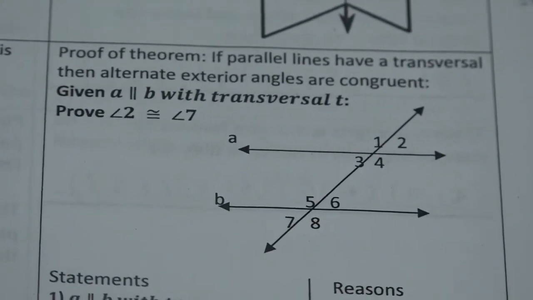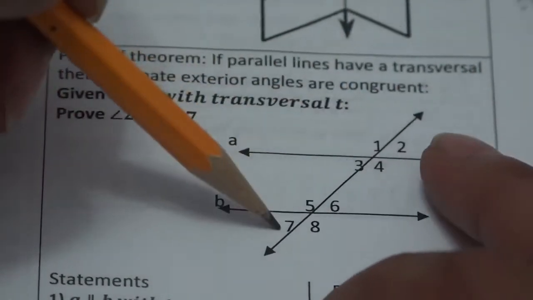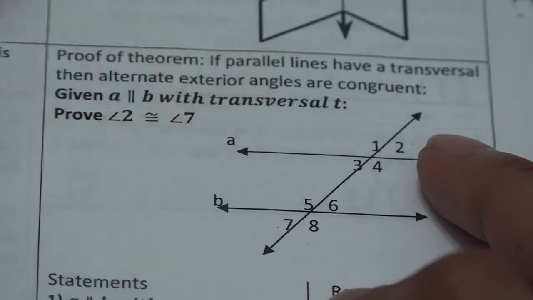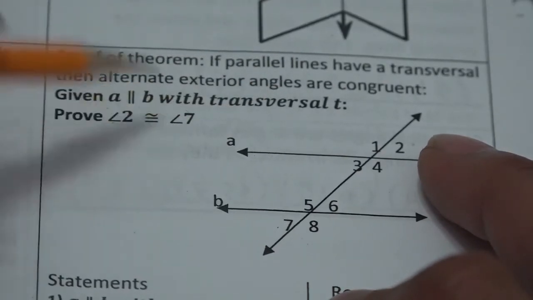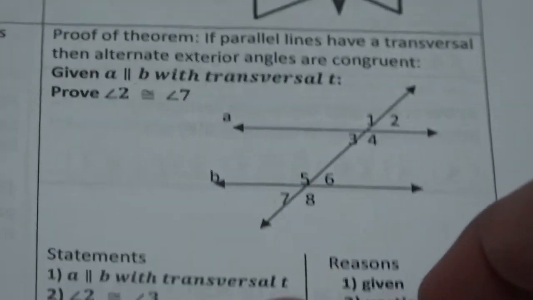Now we're going to prove that alternate exterior angles are congruent. It says given A parallel to B with transversal T. Prove that angle 2 is congruent to angle 7. I'm supposed to prove that angle 2 is congruent to angle 7.